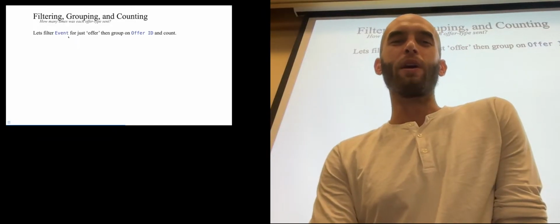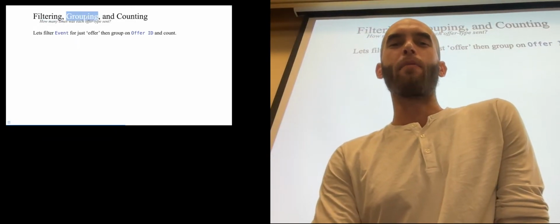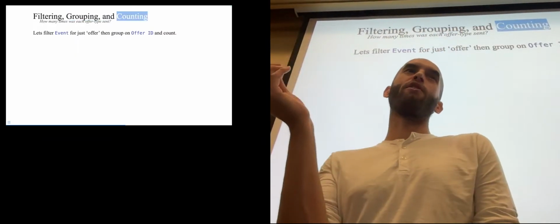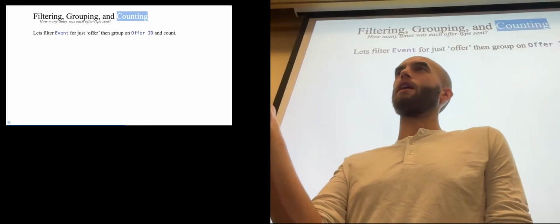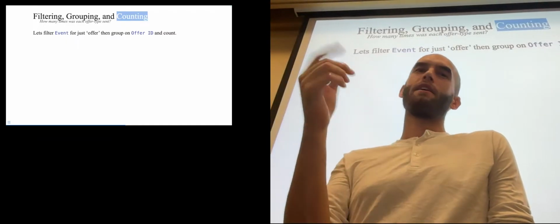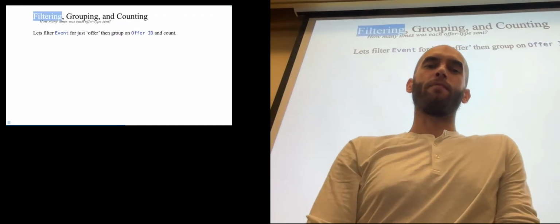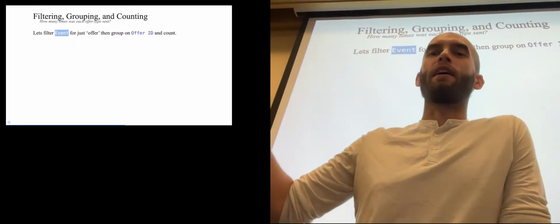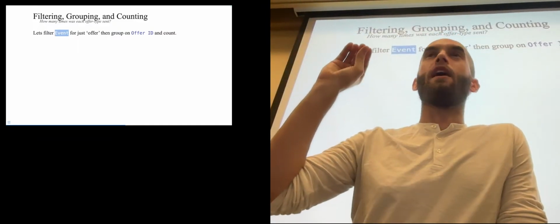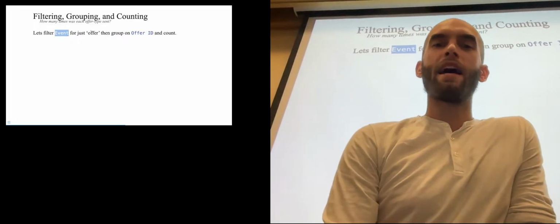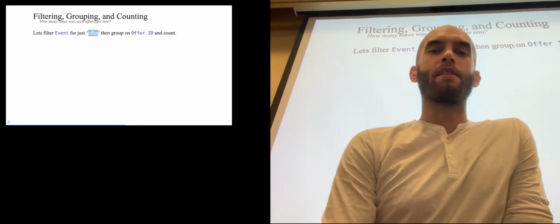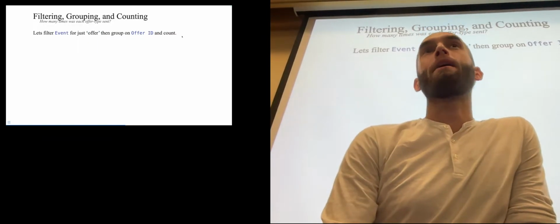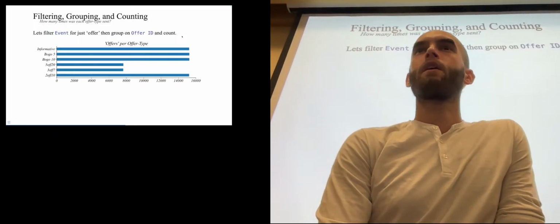So all I'm going to do is add a filter to the beginning. So you'll remember we'd done some grouping, and then we did some counting and summing. So when we were looking at revenue, we could just add up all the revenue by group. Here, what we're going to do is first filter. So I'm going to look at the event column, filter out everything that's not an offer. So I'm just going to look at how many offers are taking place and group on offer ID. And then I'm just going to count up how many are in each one of these groups. And that gives us this figure.